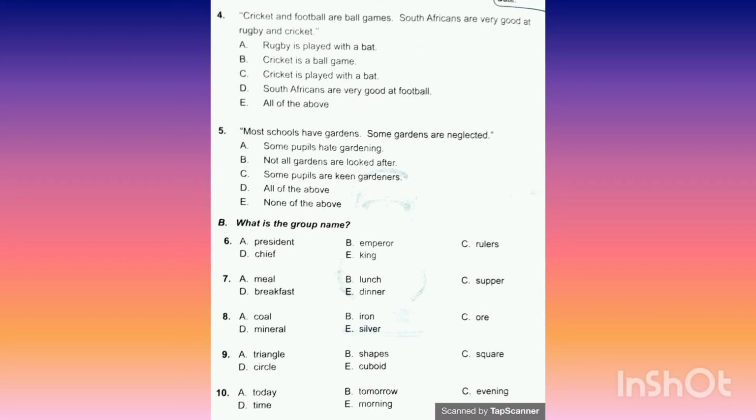Okay, let's see number 7. We have A, meal, B, lunch, C, supper, D, breakfast, E, dinner. So which of these words is a group name for the others? Is it dinner? Is it breakfast? Is it supper? Is it lunch? Is it meal? The answer is meal because lunch, supper, breakfast, and dinner, they are all meals. Do you understand that now? This is quite easy now. All right, let's go to the next slide.